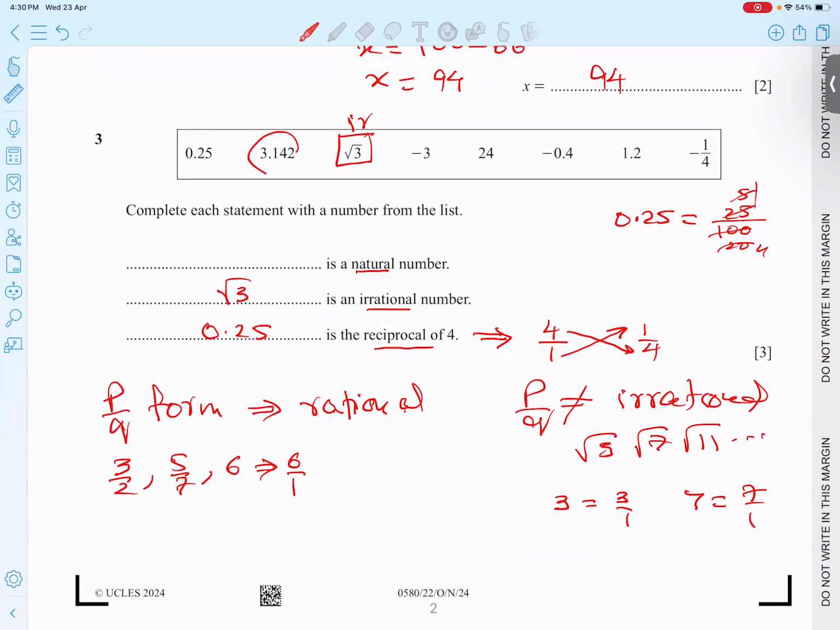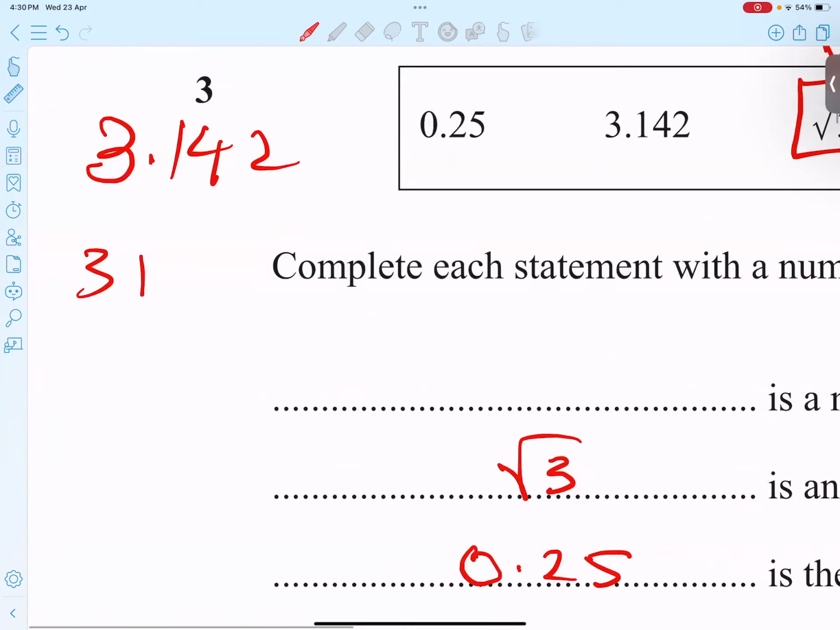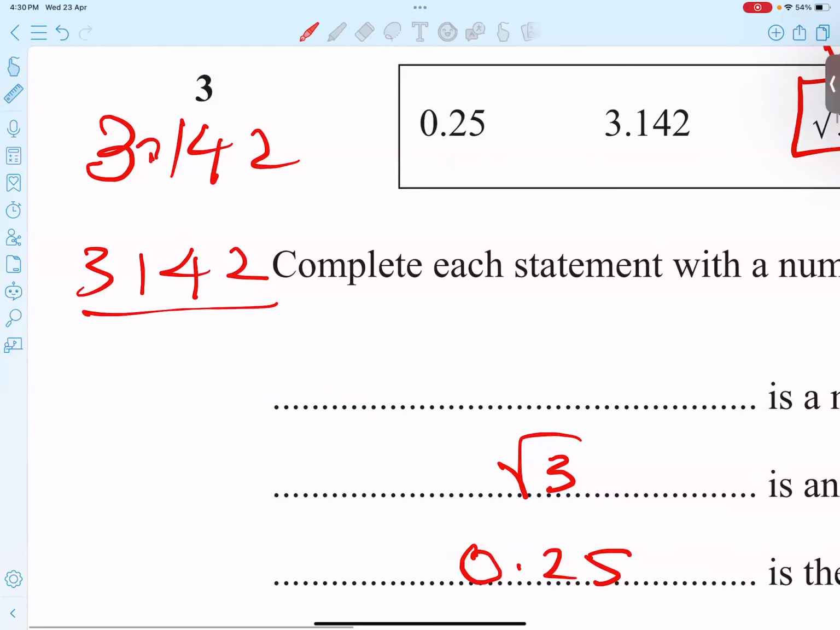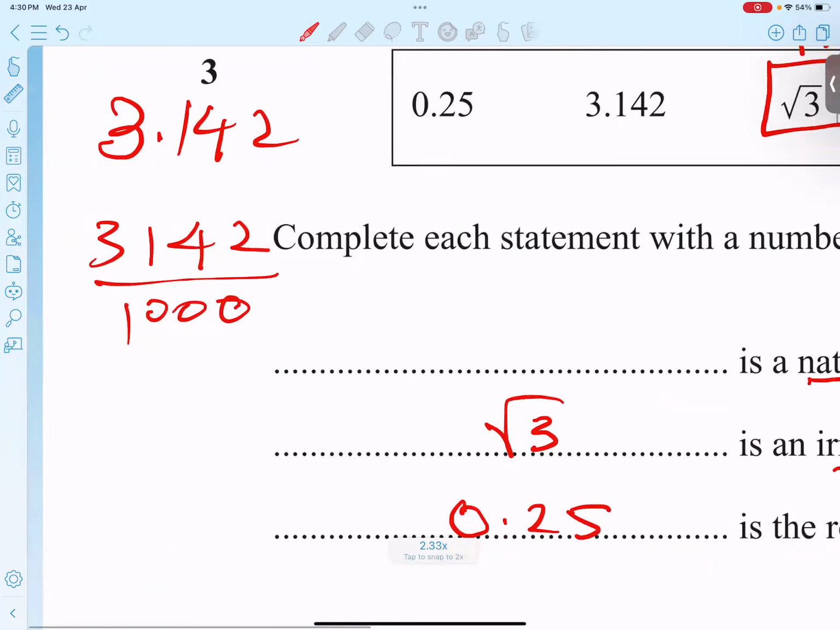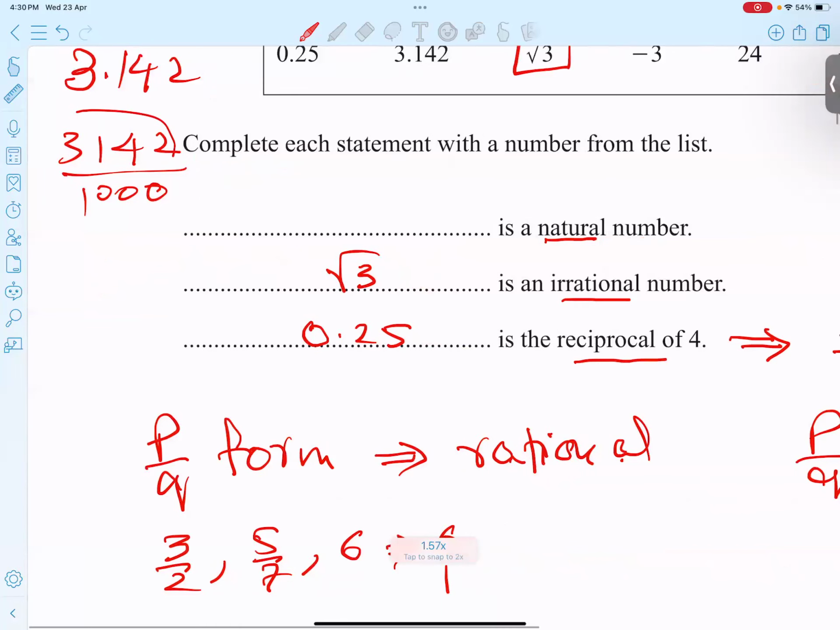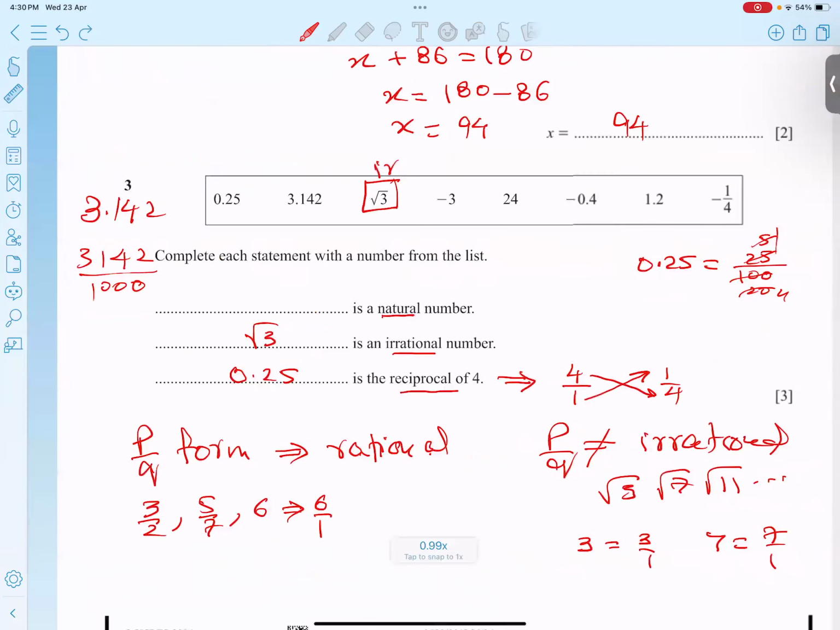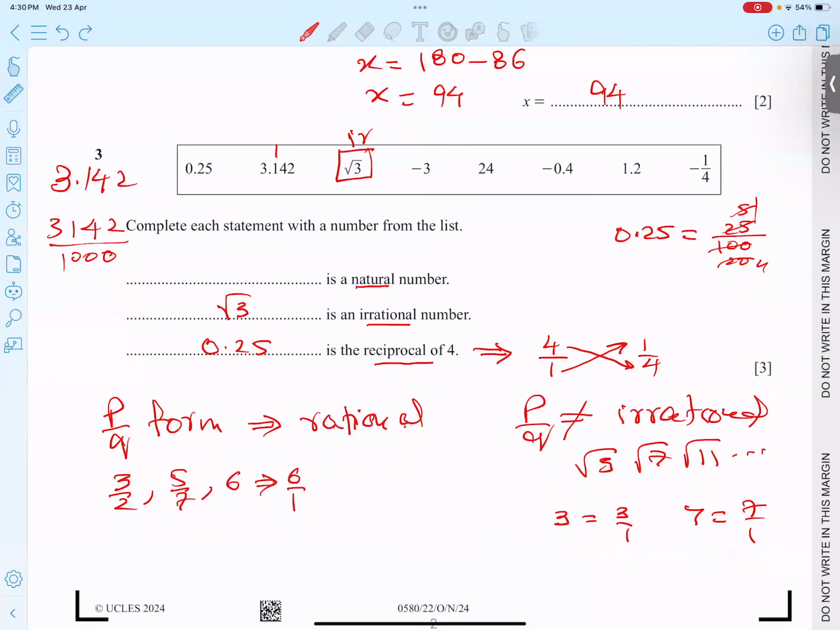So you may ask, sir, is it a rational number? No. 3.142: if I divide it by how many numbers we have after the decimal, 1, 2, 3, so I write 3 zeros and for the decimal write 1, you see it becomes P by Q form. So it is a rational number, not an irrational one. This is rational, and this is a rational number too.